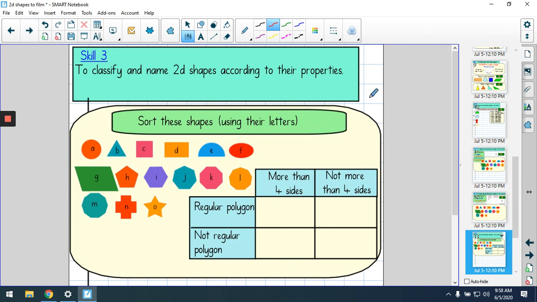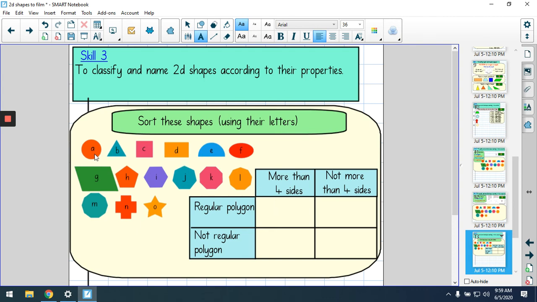Okay, the task you're going to be doing today is sorting the shapes into a Carroll diagram. Now, a Carroll diagram works by giving you a statement and then not. So if it says regular polygon, not a regular polygon. More than 4 sides, not more than 4 sides. And how it's going to work is you're just going to type or write the letter name in the correct place.